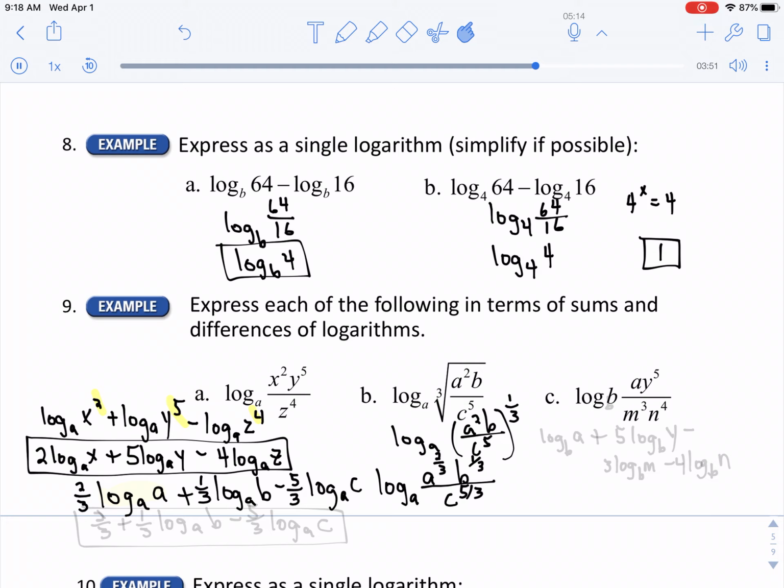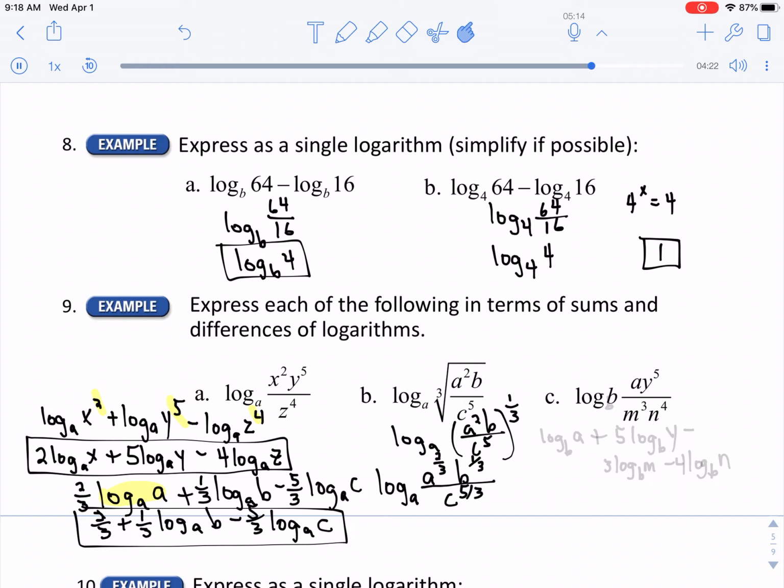There's one more thing I can do. Notice here that I have log base a of a, and log base a of a is just 1, so I can finish this up by saying that 2/3 plus 1/3 log base a of b minus 5/3 log base a of c, and there is the answer in its simplest form.